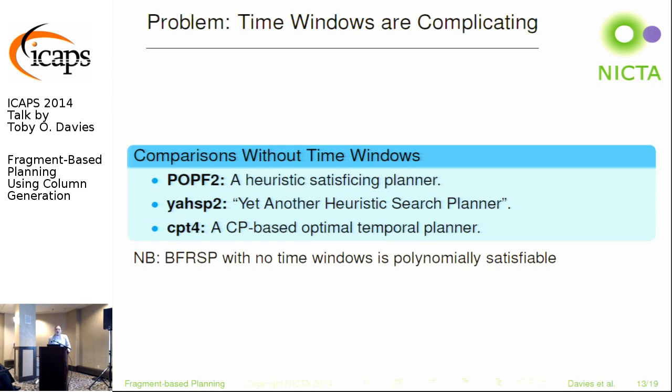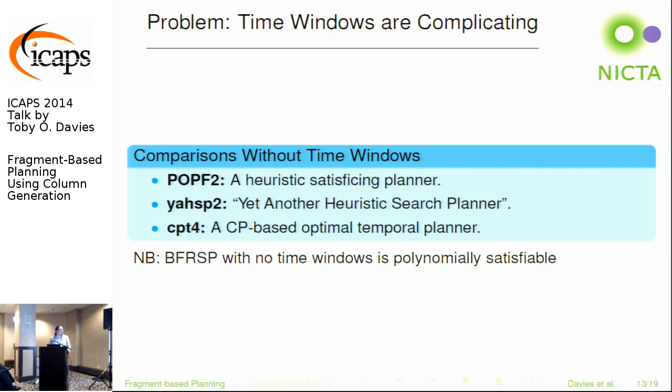So time windows are hard. Maybe we just encoded those time windows badly for temporal planners. To make sure that wasn't in fact the case, we relaxed them and tested it against a wider range. Now, it should be noted that this problem is trivially polynomially satisfiable without time windows, because you can just do exactly what we did, one after another, running one train at a time, and it's very, very easy to get these plans.